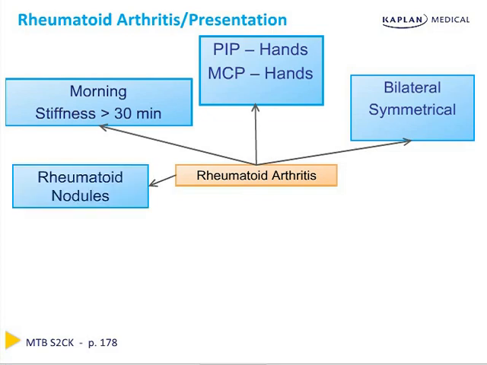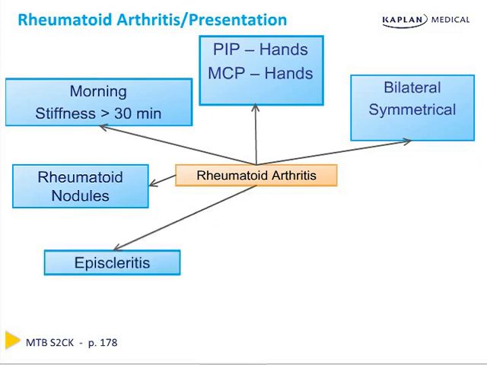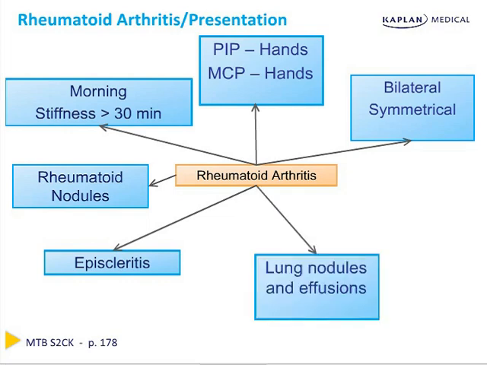Rheumatoid nodules can be present in up to 20% of patients over bony prominences. Some of them may present to you with ocular symptoms, such as episcleritis. Others will have lung nodules and effusions. Lastly, a vasculitis can occur, which can affect the skin, bowel, and peripheral nerves.